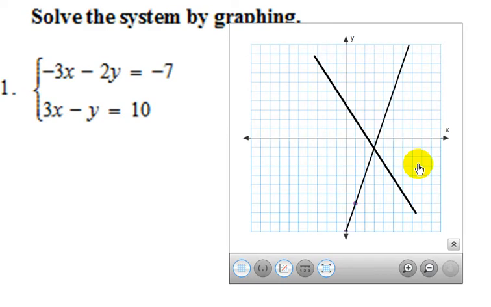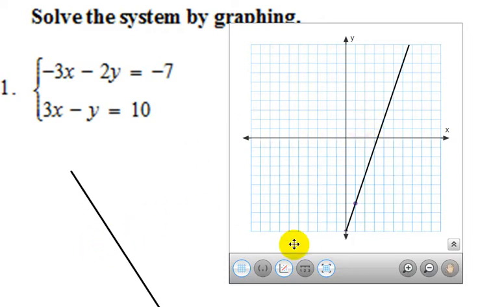Notice that both equations are in standard form, ax plus by equals c. So you could just graph the x and y intercepts and find your intersection there to find your solution. But my graphing software didn't handle that, so let's put them both in slope-intercept form.